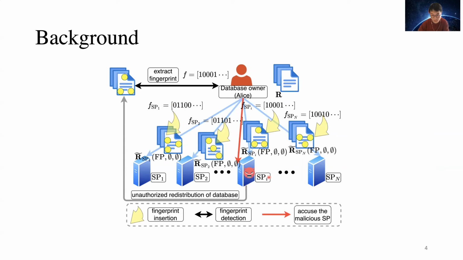Now suppose there is a bad person who has leaked their received database, then Alice will know this one should be responsible for the data leakage because the leaked database contains their unique fingerprint.